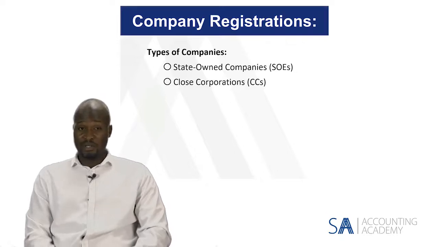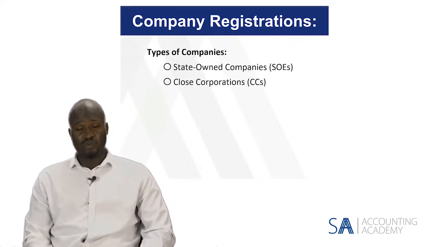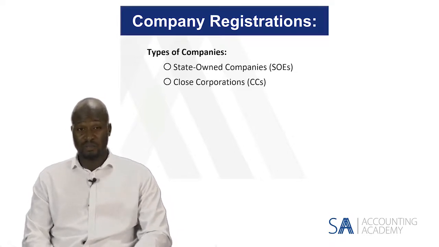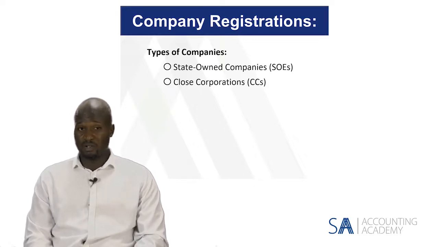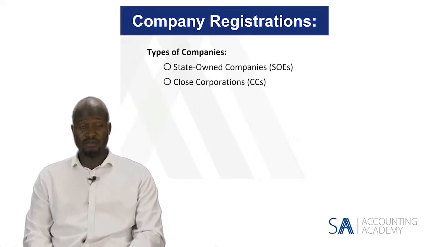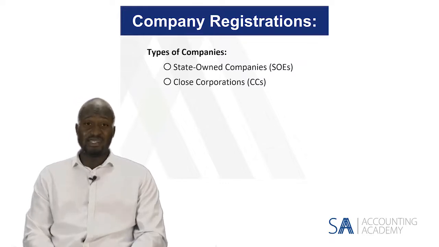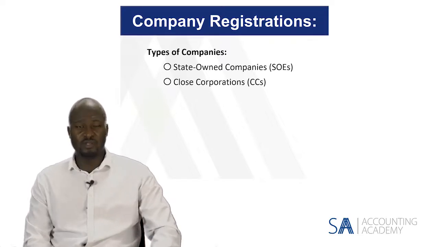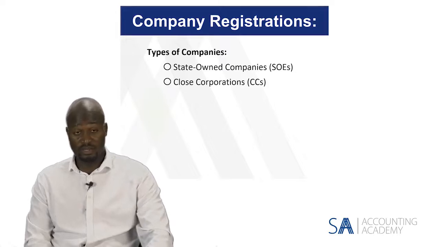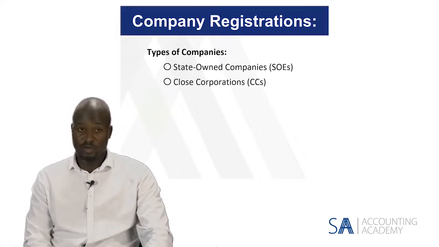The state-owned companies are the first one. We're not going to go much into state-owned companies because it's not in our day-to-day dealings as accountants. State-owned companies, I'm sure we're pretty aware of them. They include the likes of Eskom, the likes of SAA, those who are mostly in our daily news. Those are state-owned companies, whose minister is Minister Pravin Gordhan. At this current stage, hopefully there won't be a reshuffle.